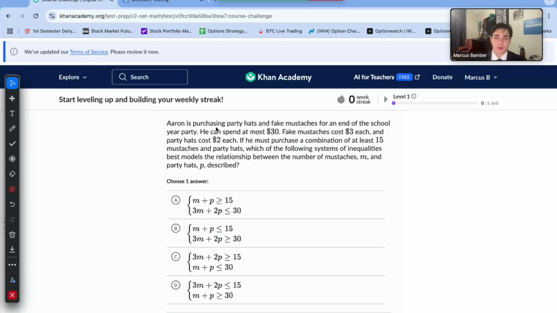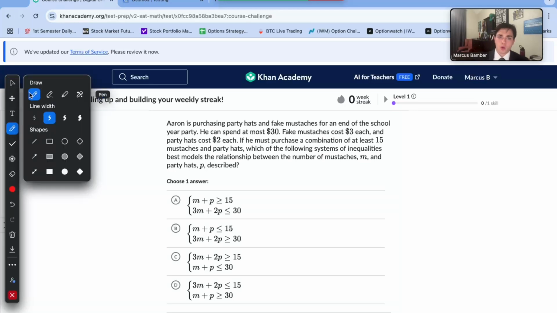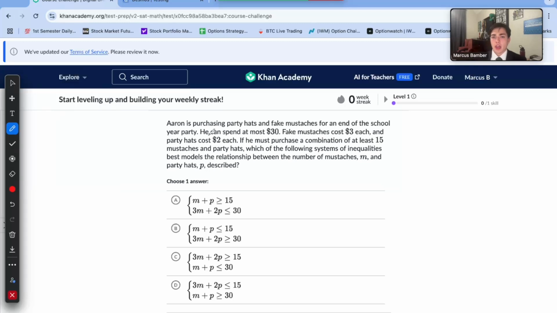Moving on to our next question, we're setting up a system of inequalities. So we're going to be looking for keywords to determine what inequality signs we're going to be using. You can spend at most. At most, we need to know that that is less than or equal to 30. So we know that one of our inequality signs is less than or equal to 30. That means that D is incorrect and B is incorrect.